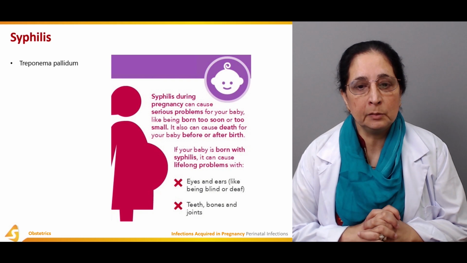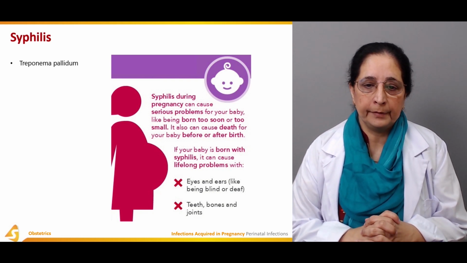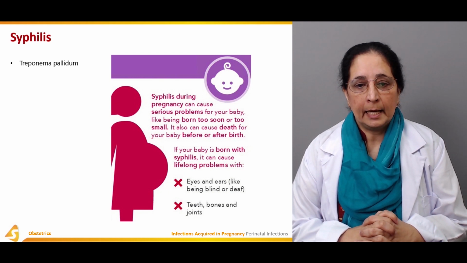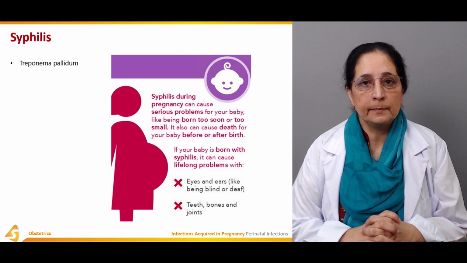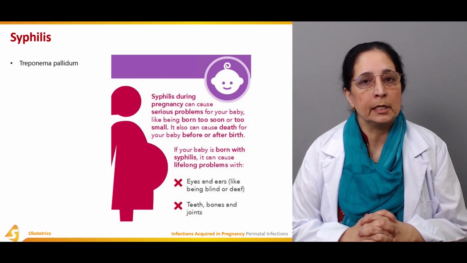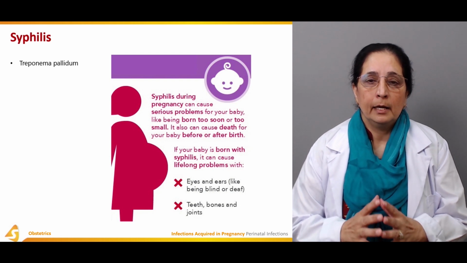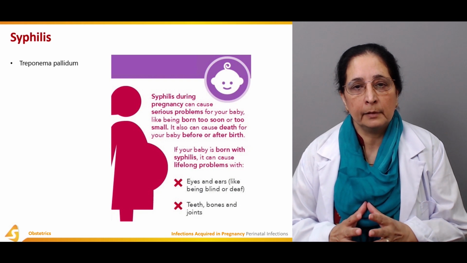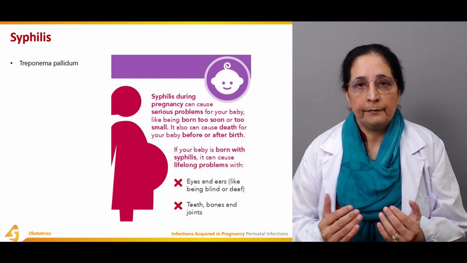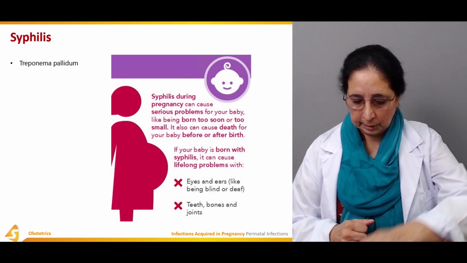If your baby is born with syphilis, it can cause problems of the eye and ear, like being blind or deaf, and it can cause problems of the teeth, bones, and joints. So all these complications can occur if the child is born to a mother with syphilis, and if the baby is born with syphilis, all these complications can occur.